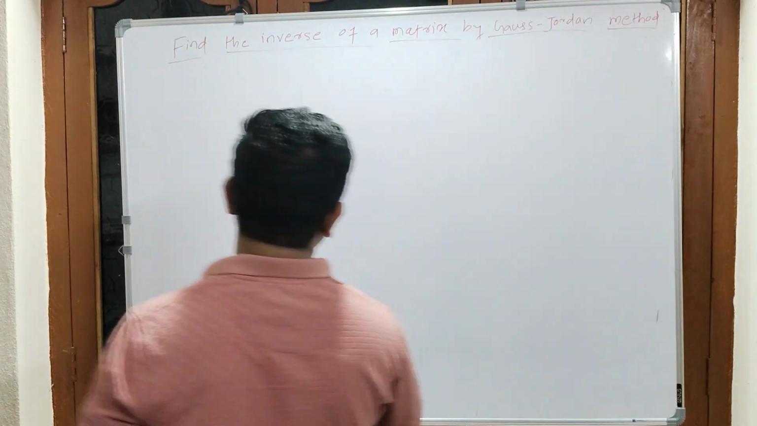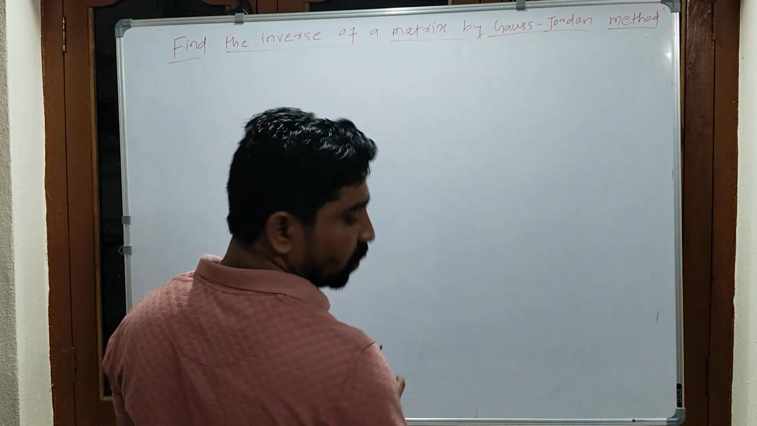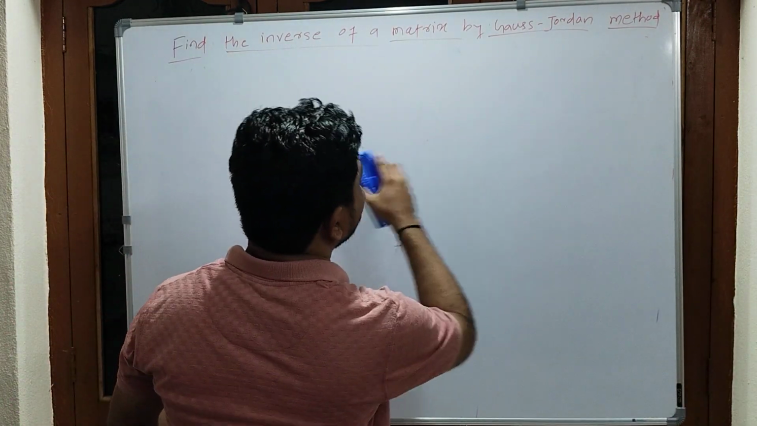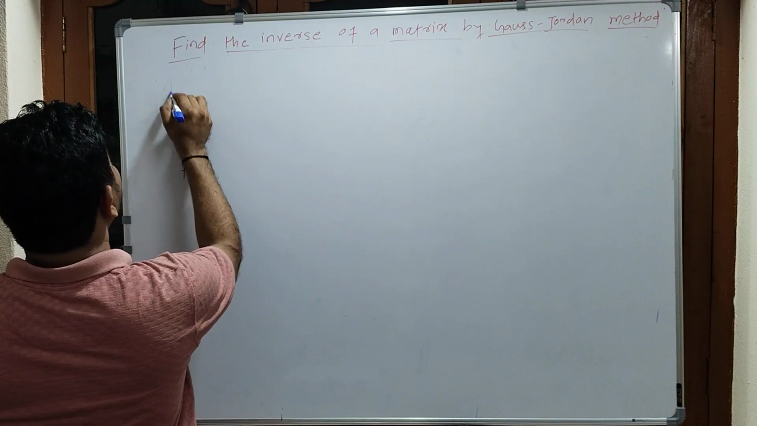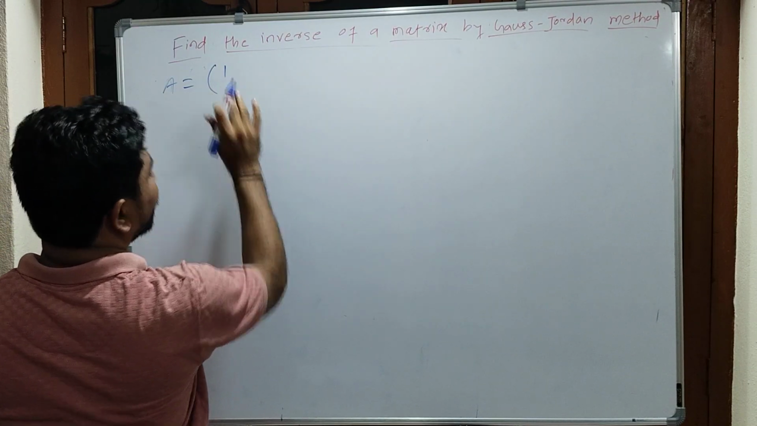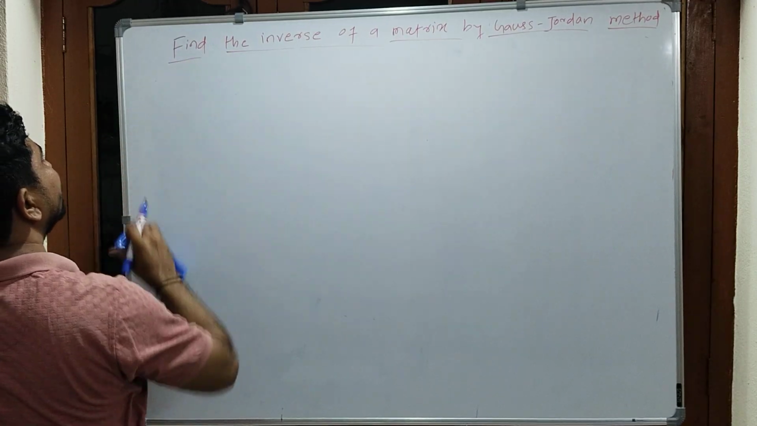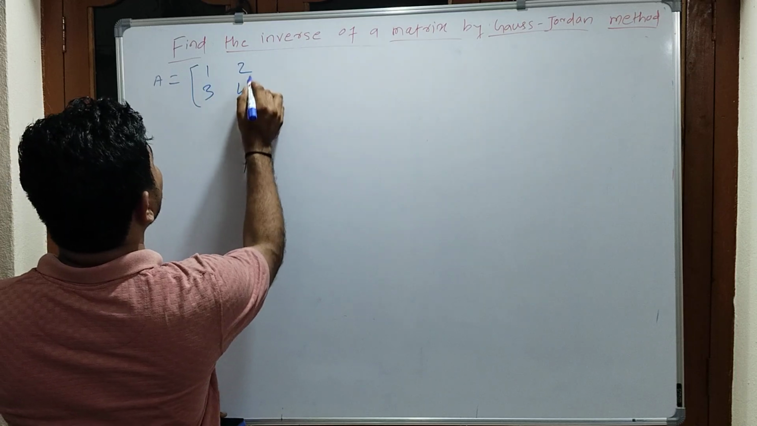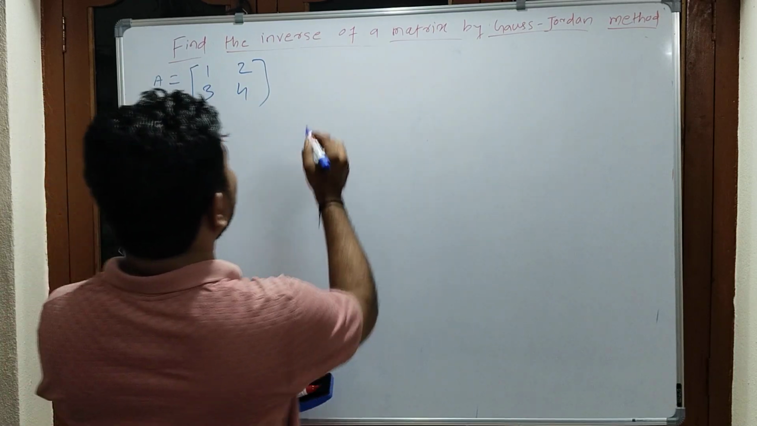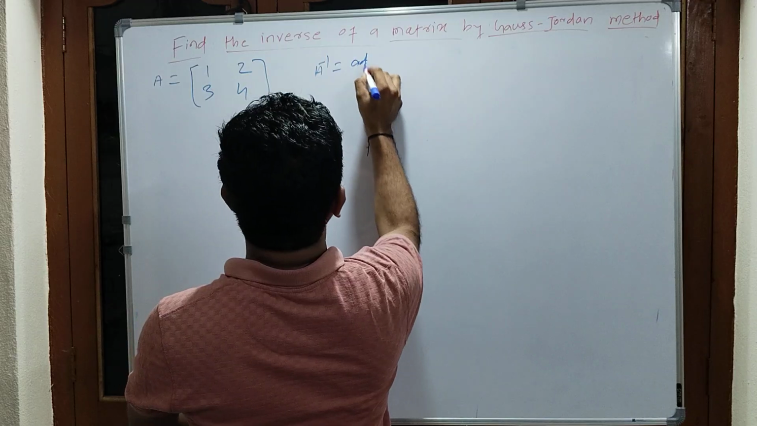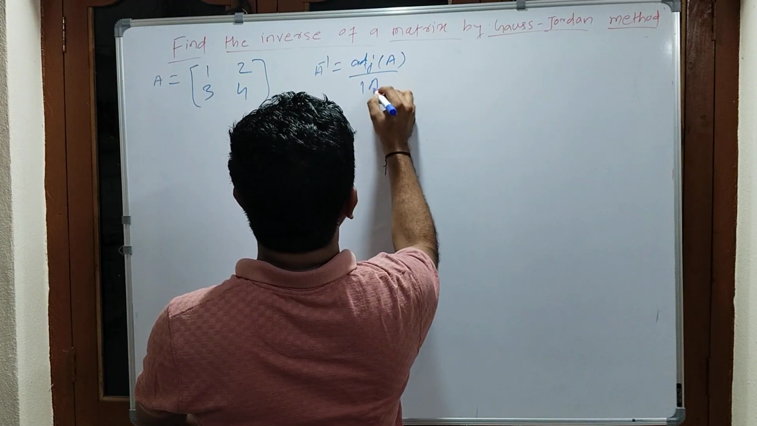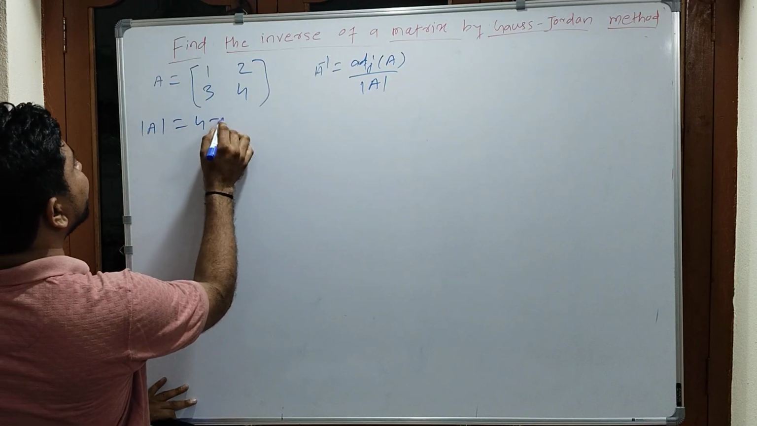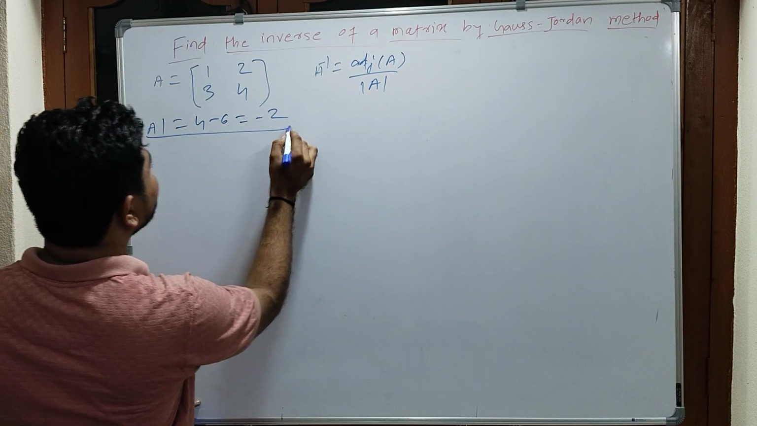So here, for example, I will take a 2 cross 2 matrix, and with the help of this I will show how this method is computationally less expensive than this. For example, let's say A equal to a 2 by 2 matrix, A equal to 1 2 and 3 4. So we have to find the A inverse, that is, adjoint of A divided by determinant of A. So first step, try to find the determinant. The determinant of this matrix is 4 minus 6, which is equal to minus 2. So this is the determinant.